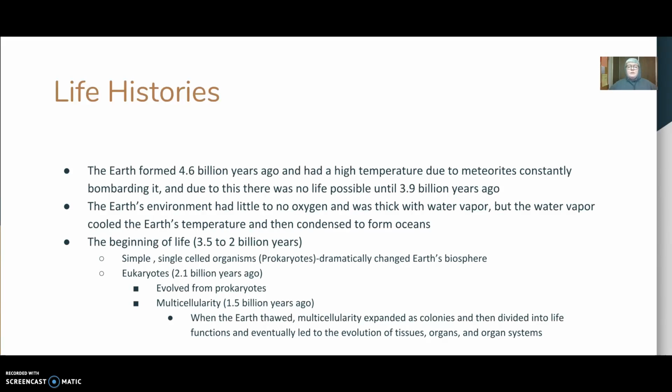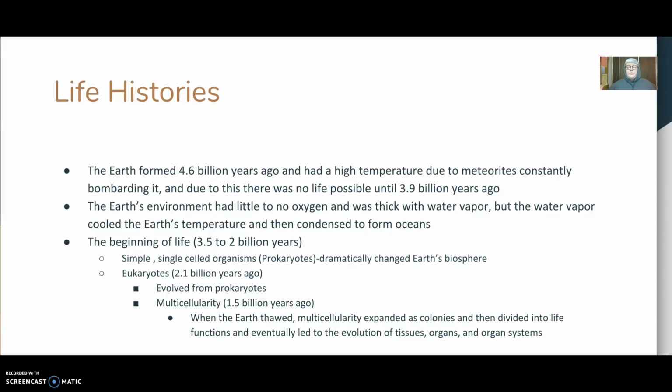Earth formed 4.6 billion years ago, and it had a high temperature due to meteorites constantly bombarding it. And due to this, there was no life possible until 3.9 billion years ago. And the Earth's environment had little to no oxygen and was thick with water vapor, but the water vapor actually cooled the Earth's temperature and then condensed to form oceans.